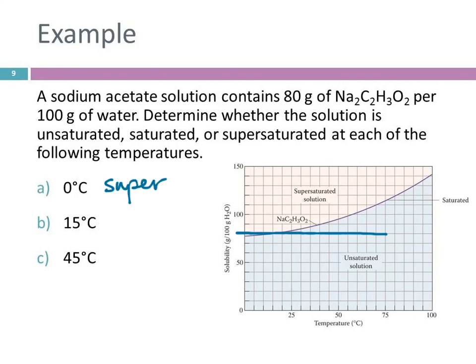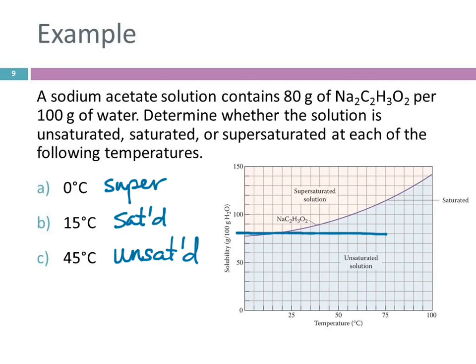How about 15 degrees Celsius? Where's that? 15, right here. That looks like it's right on the line. So what's that? That's saturated. How about at 45? 45 is over here. It's unsaturated. Okay, so that's how you need to know how to look at a graph like that.